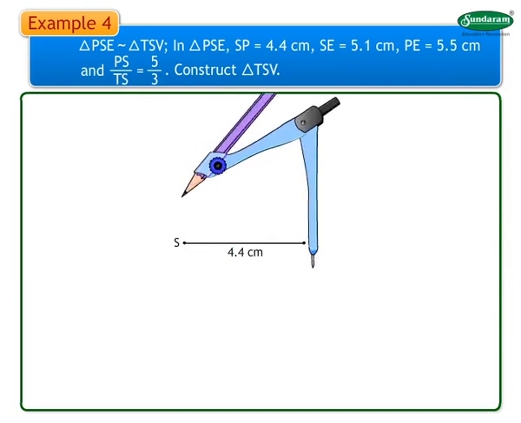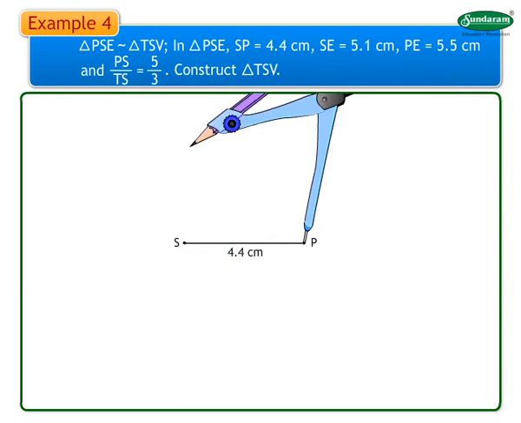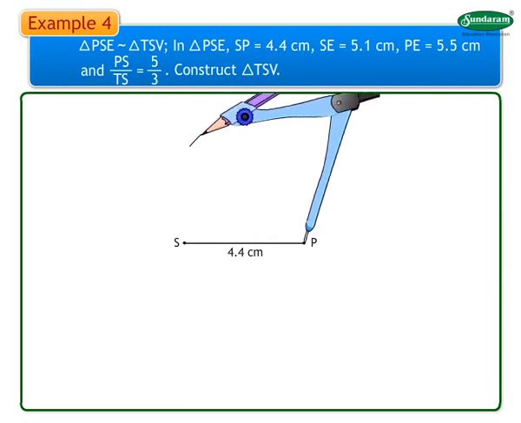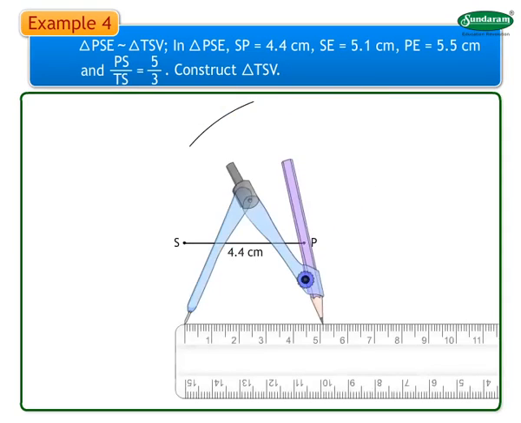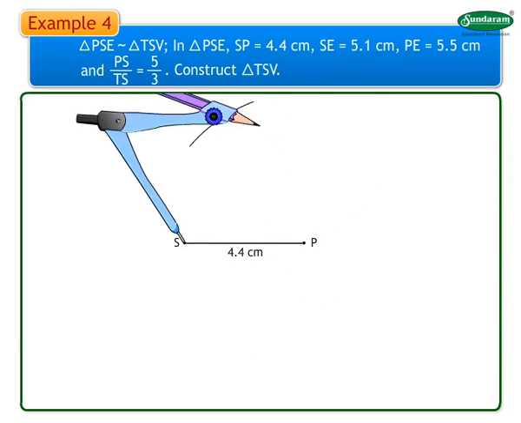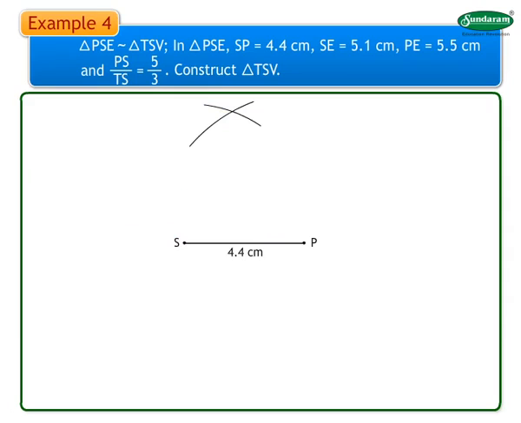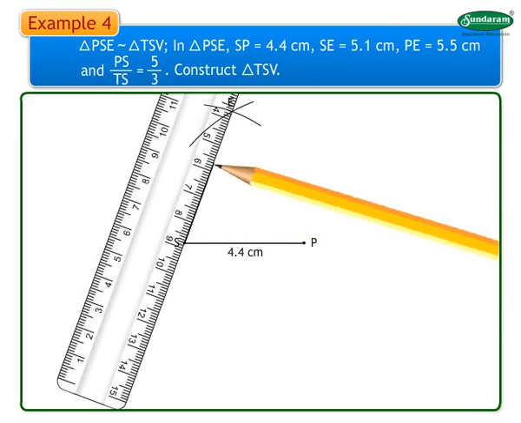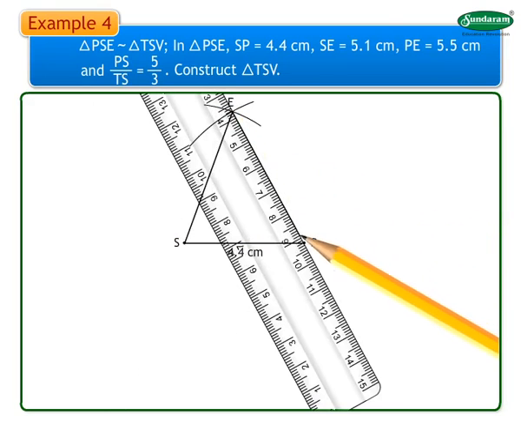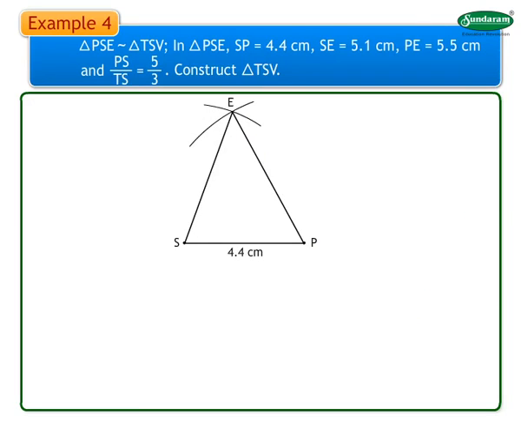Keep the point of compass on point P and taking 5.5 centimeters as measure, cut an arc. Now, keeping the point of compass on point S with 5.1 centimeters, cut the previous arc. Mark the point of intersection of both the arcs as E. Now join SE and PE. Thus, triangle PSE is the required triangle.